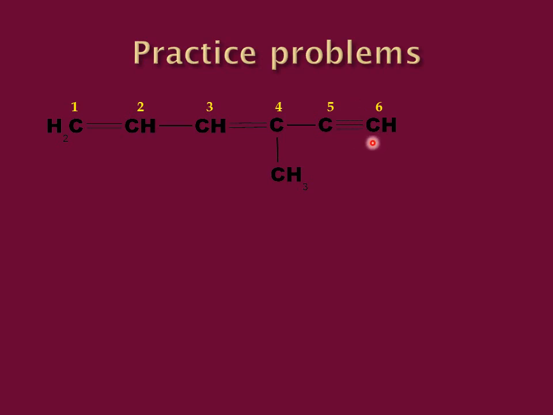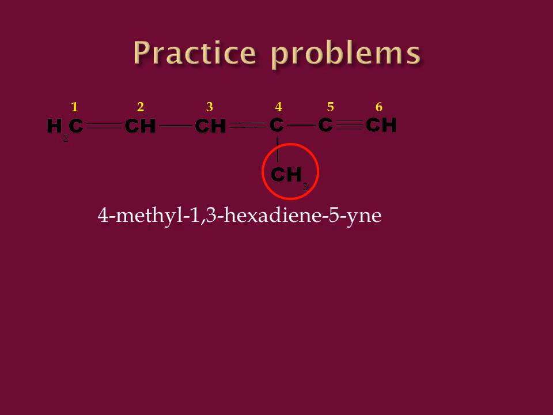Now you can see that I have 2 double bonds in this chain, 1 triple bond, and an alkyl group substituent on carbon number 4. So we have selected the main chain. We have identified the substituent position. The name of this compound is going to be 4-methyl. We always start with the substituents. The position of the substituent is 4. Therefore, I have written 4-methyl.